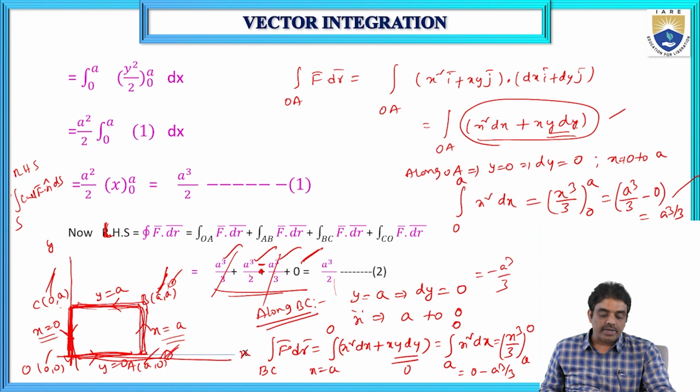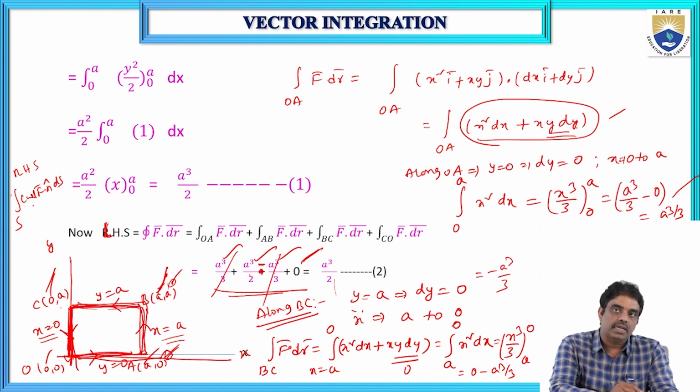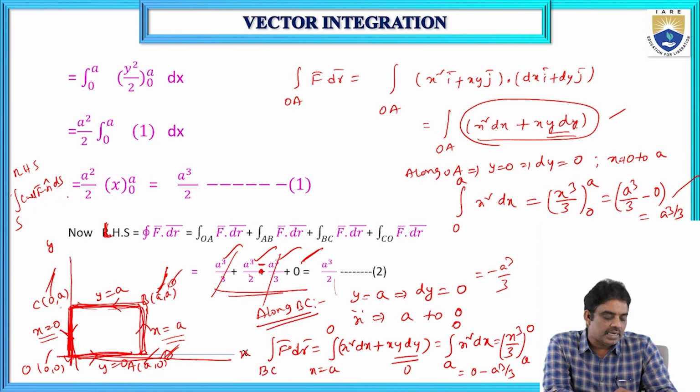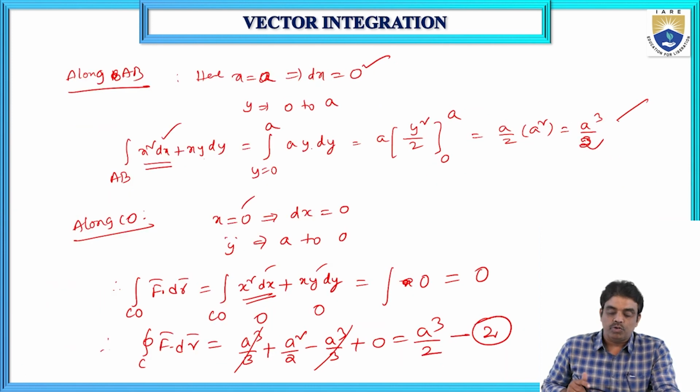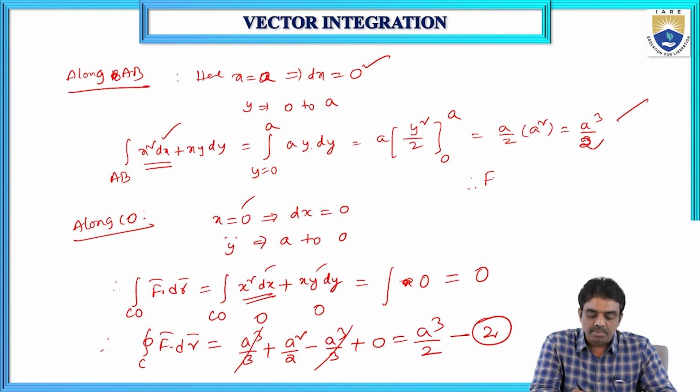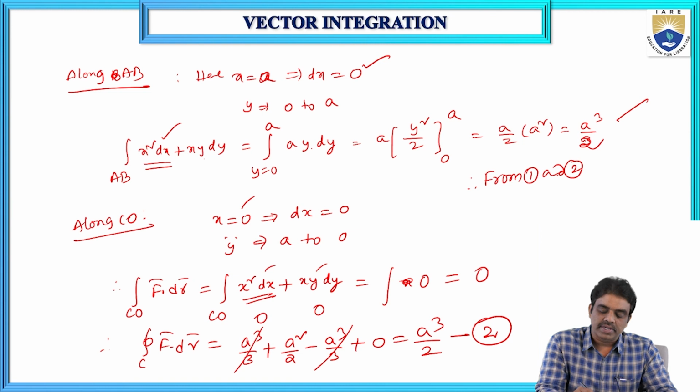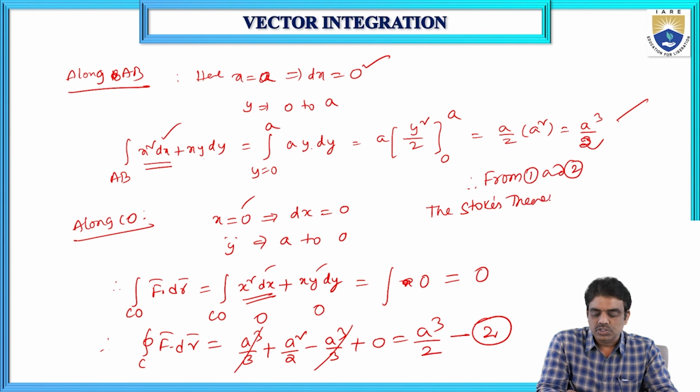But what is a cube by 2 here? This is the first value, the integral over S of curl f bar dot n cap ds. That value is also a cube by 2. And the integral of f bar dot dr bar is also a cube by 2. Therefore, from equations 1 and 2, Stokes theorem is verified.